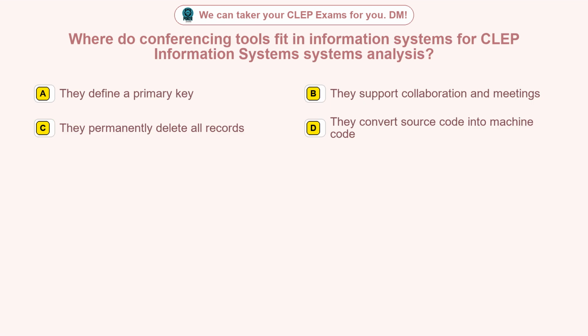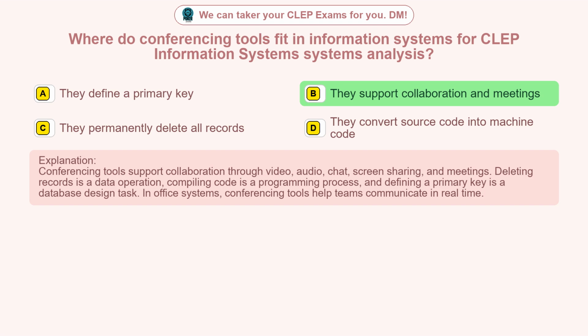Question 5. Where do conferencing tools fit in information systems for CLEP Information Systems analysis? Option A. They define a primary key. Option B. They support collaboration and meetings. Option C. They permanently delete all records. Option D. They convert source code into machine code. The correct answer is option B. They support collaboration and meetings.